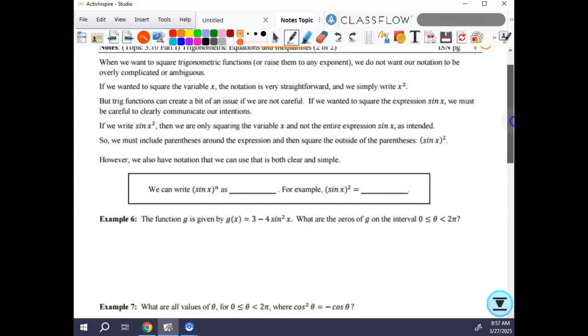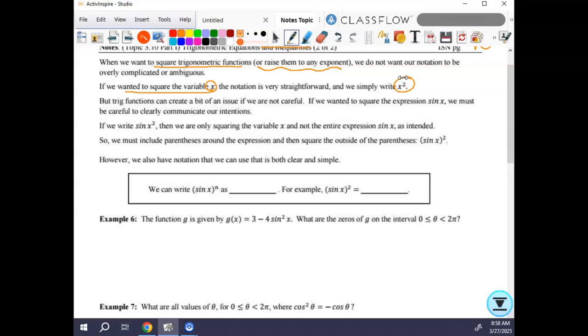So I told you yesterday we would get into the squaring and quadratic stuff. When we want to square trigonometric functions or raise them to any exponent, really, we do not want our notation to be overly complicated or ambiguous. Ambiguous means we're not sure what it means. Could mean one thing, could mean another. So if we wanted to square the variable x, it's very straightforward. We just write x squared. That doesn't change. But trig functions can create a bit of an issue if we're not careful.